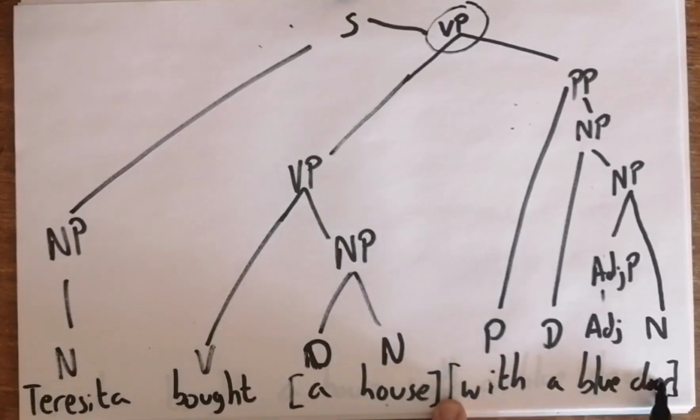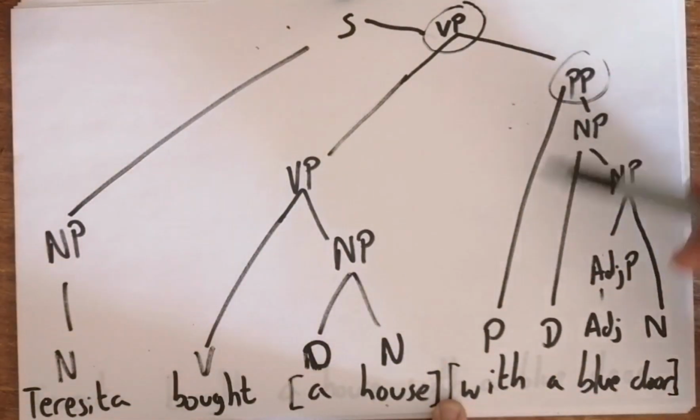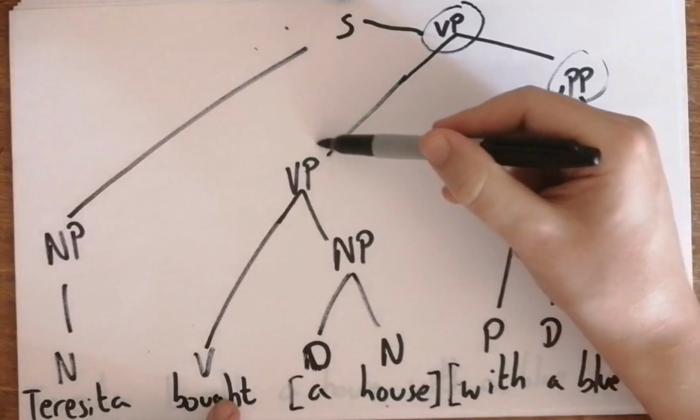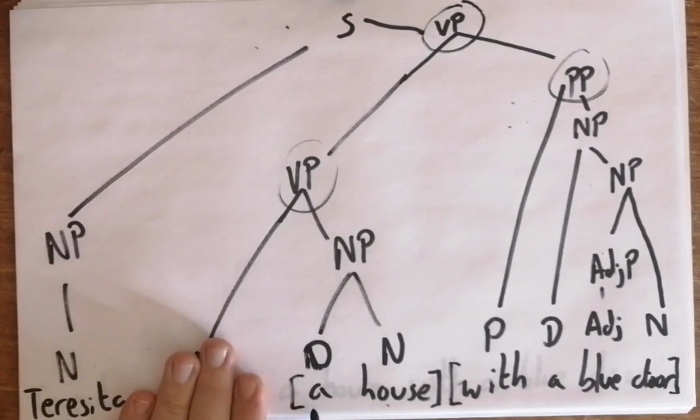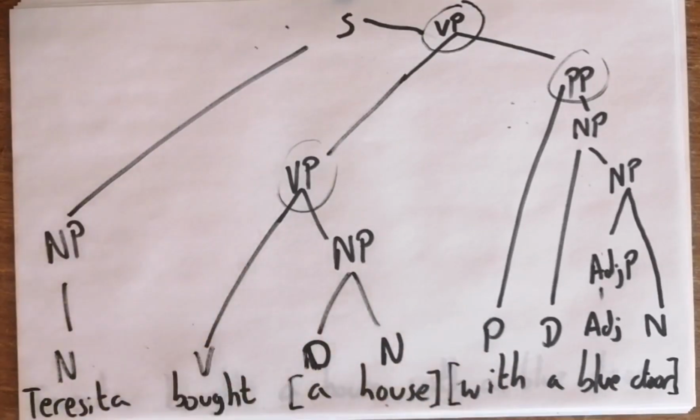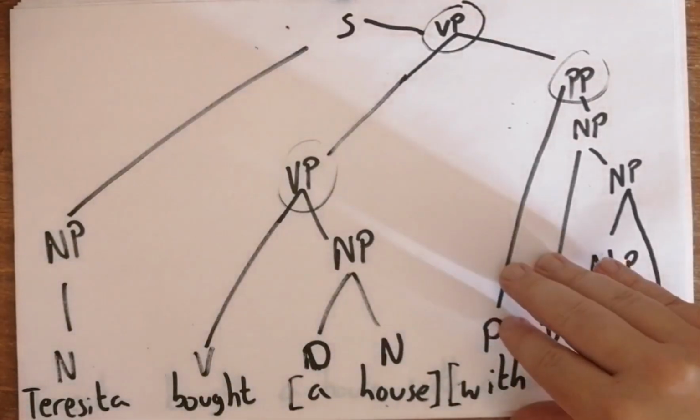You've got a node for this. That's telling me that that is a constituent. You've got a node for this, bought a house. That's telling me that's a constituent. But there's no node which is exclusively for a house with a blue door. Therefore, in this interpretation, a house with a blue door is not a constituent. So that's telling me that it's kind of like this crazy interpretation.